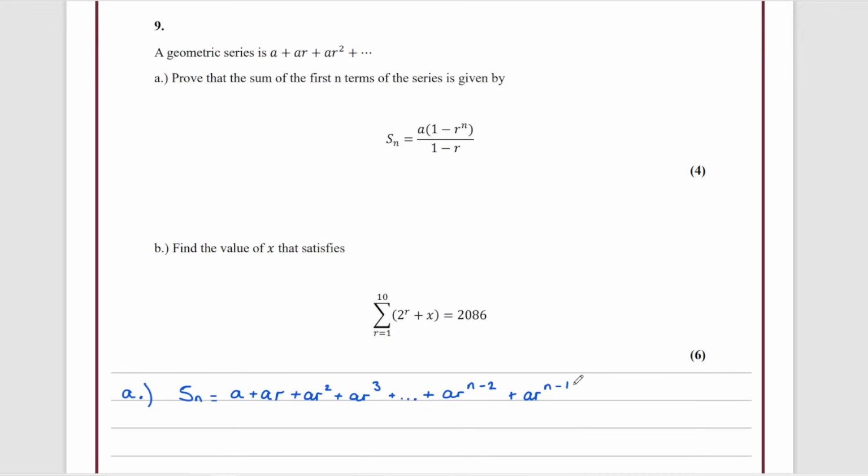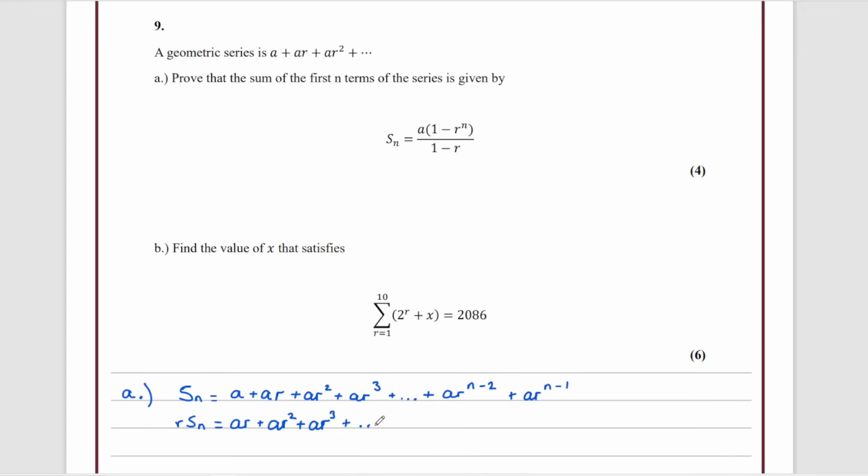Now let's consider this series again, but now multiplying through by r. So r multiplied by Sn gives us rSn. With each term, we multiply by r. My first term would be a times r, so it would be ar. The next term would be ar times r, so that's ar squared. You can see what's going to happen here: we get ar squared plus ar cubed, and again this keeps going on and on.